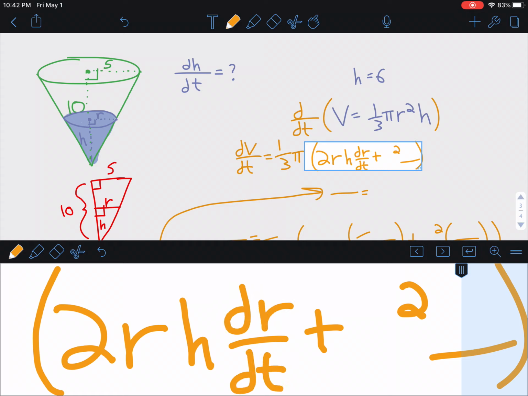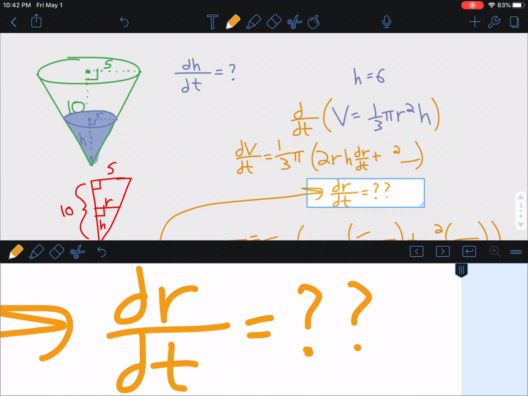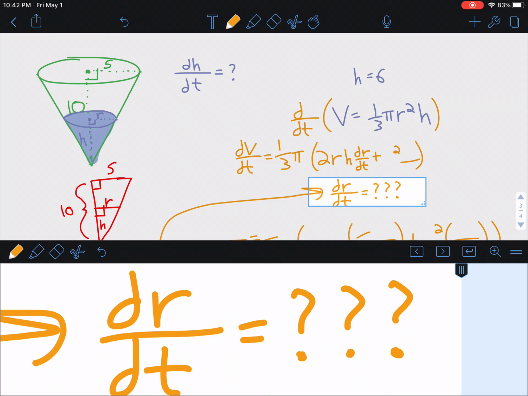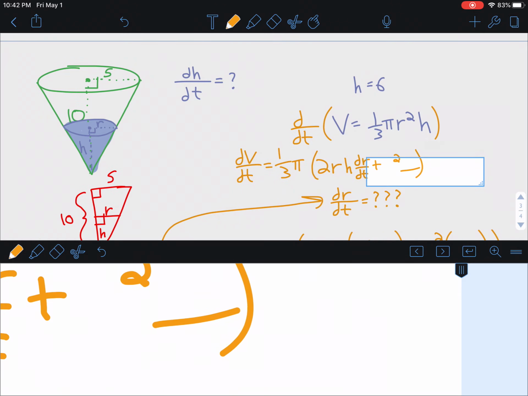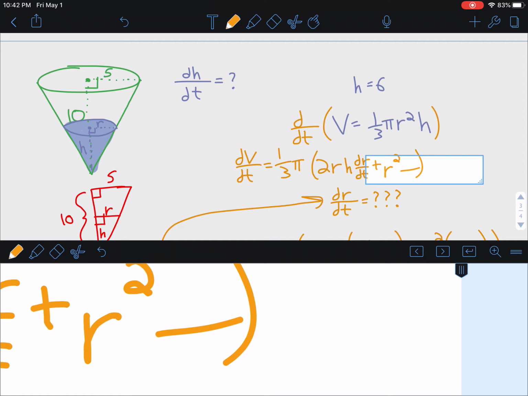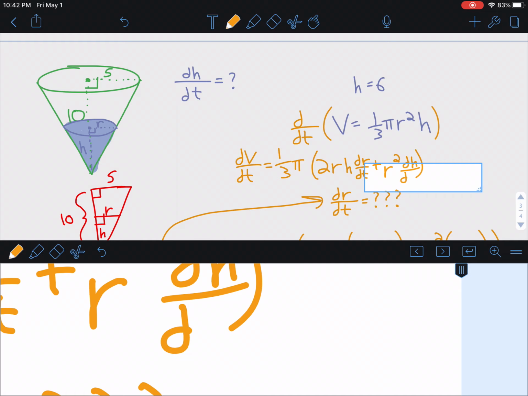Now, this is the problem I was describing in the previous example. I don't know dr dt. We still have that same problem. I don't know what dr dt is, and the question is not asking me to solve for it. So we do have a workaround, though, which I'm going to show you in a moment. Let me finish doing my product rule here. The r squared will stay, and then the derivative of h is just 1, so the derivative will be dh dt.